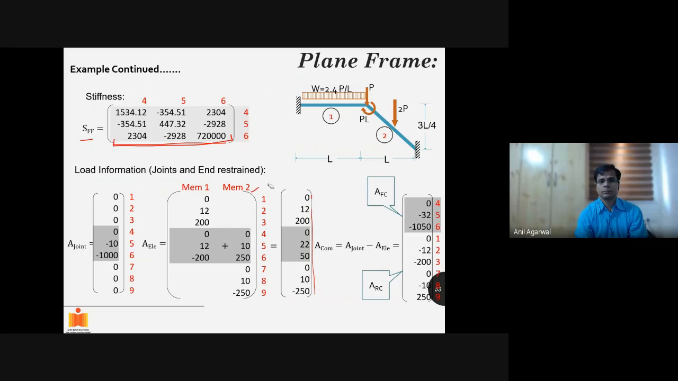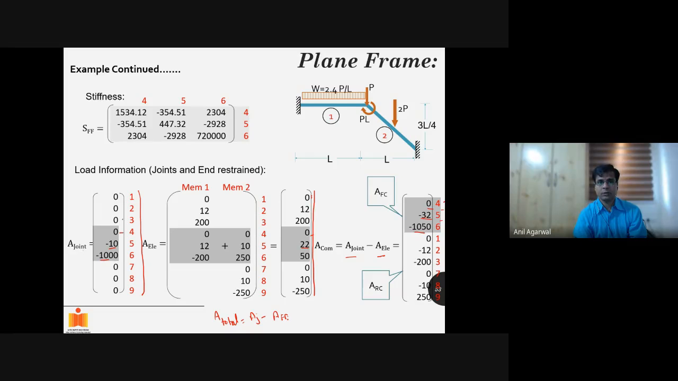The total A was equal to A joint minus A FEM, right? So that's what I've done. A joint minus A element or A FEM. This was A joint. This is A FEM. A joint minus A FEM will give me some vector. Then I take the components corresponding to 4, 5, and 6 and move them to the top. So the component corresponding to 4, for example, this was 0 here. This was 0 here. So 0 minus 0 is 0. That remains here. This fifth component was minus 10. This was my 22. Minus 10, minus 22, minus 32. Minus 1000, minus 50, minus 1050.